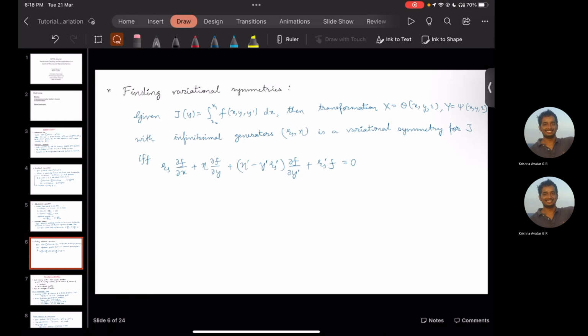Now, how do we find the variational symmetries? Say given J of y is equal to the integral of f from x naught to x1, the classic expression that we have discussed several times. Then the transformation capital X equals theta and capital Y equals psi, with the infinitesimal generators xi and eta, is a variational symmetry for J if and only if, mind you, there is a very strong statement here. There is a very strong statement, and I should actually put it in a box.